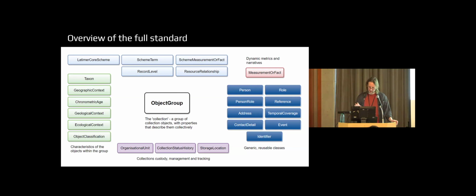So for example, measurement or fact, which is present in Darwin Core and ABCD, that's to support quite flexible textual narratives, as well as some quantitative metrics as well, if you need to use them in describing collections. And then there's a few specific classes that describe the structure and description of data in the Latimer Core record itself.